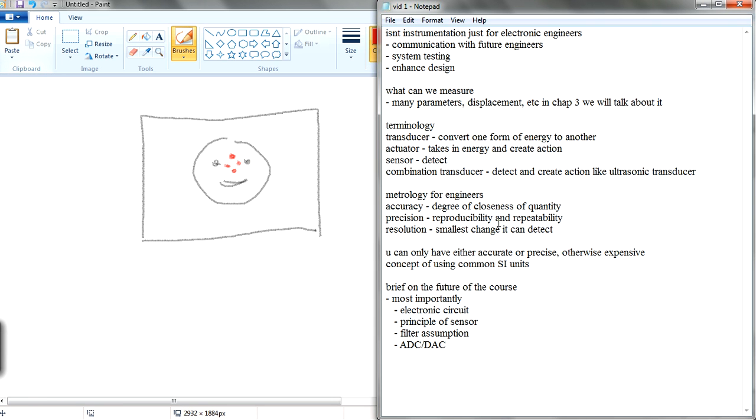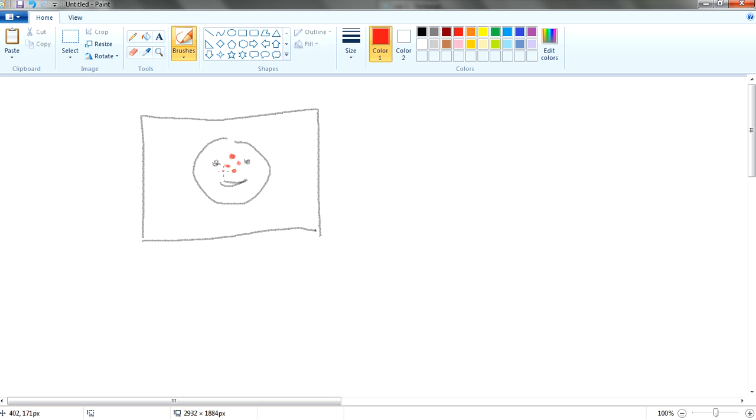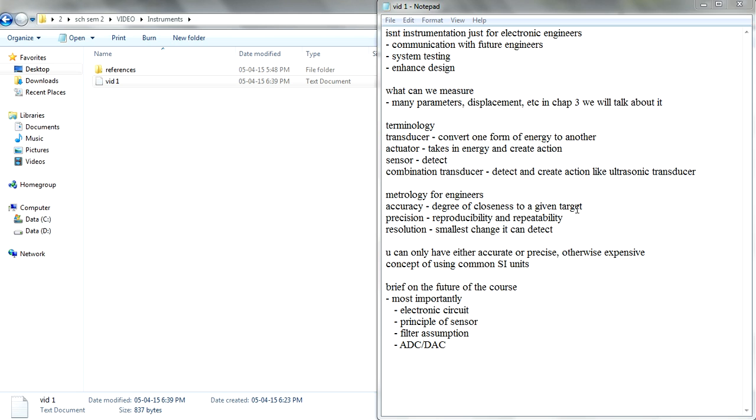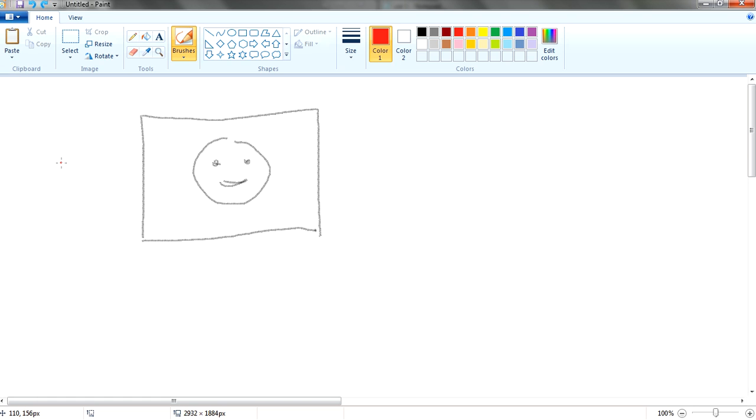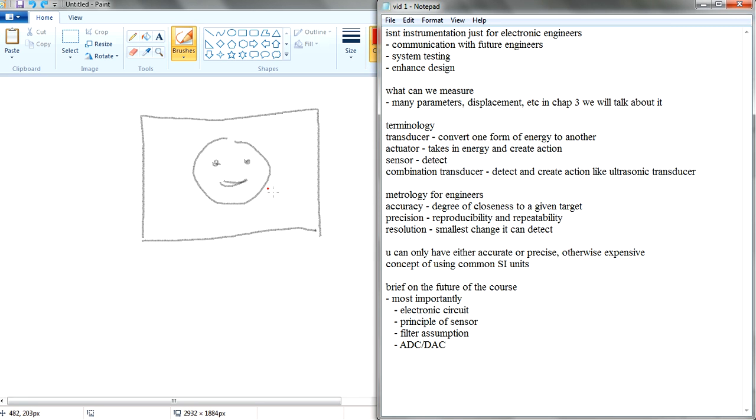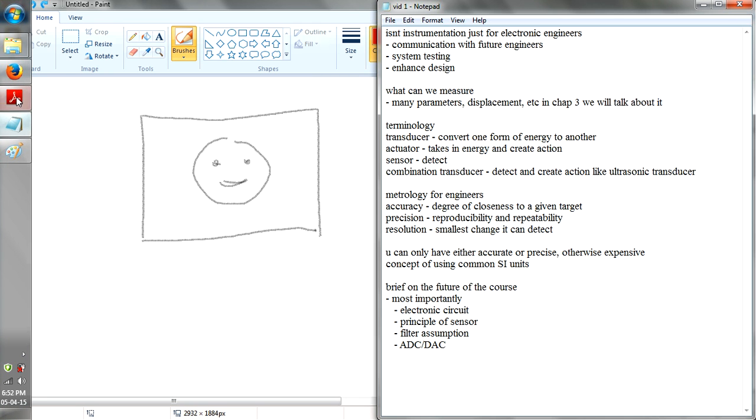This is why precision is reproducibility and repeatability, while accuracy is the degree of closeness of a quantity. If they are not very close, they are not accurate. It's a degree of closeness to a given target. You have this given target, and accuracy is how close you are to it.